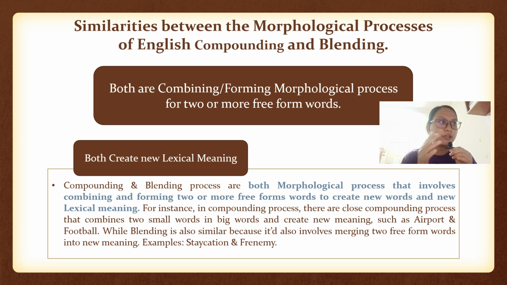The same goes for blending, because it also involves merging two free-form words. For example, staycation and frenemy. Staycation is a combination of stay and vacation, and frenemy is a combination of friend and enemy, which denotes a new lexical meaning for both of these words.